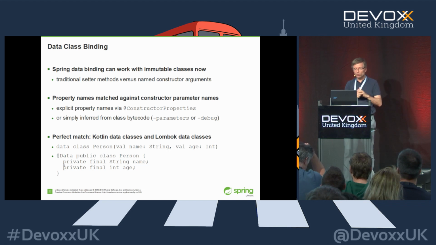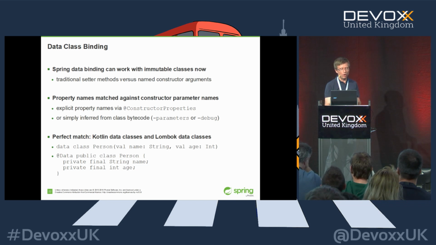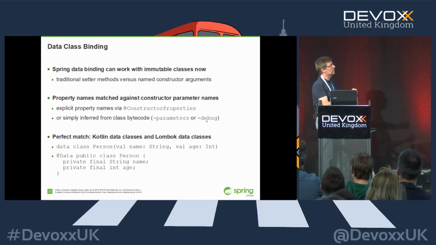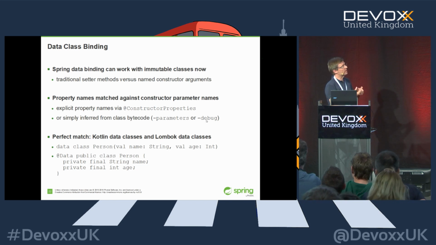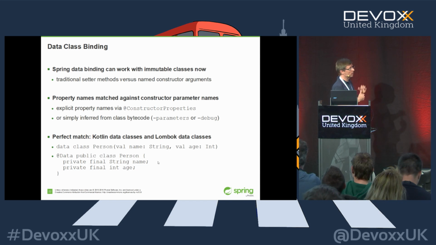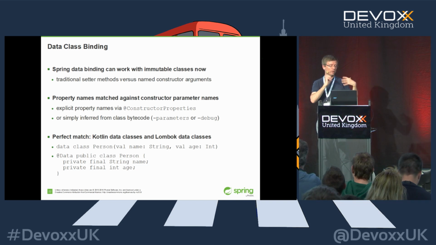You can fine-tune the rules, but simply speaking, all that needs to happen is we need to be able to infer the parameter names. So please compile your code with -parameters, or at least with -debug, so that the parameter names are actually referenced in the bytecode, and we can reliably infer them at runtime. This is all that is needed for this model. Particularly sweet in combination with Kotlin, but as indicated here, the same convention works with Lombok, or with a handwritten Java class where you have the constructor, the getters, the equals, the hashCode, the toString method, manually written or manually generated in the IDE.